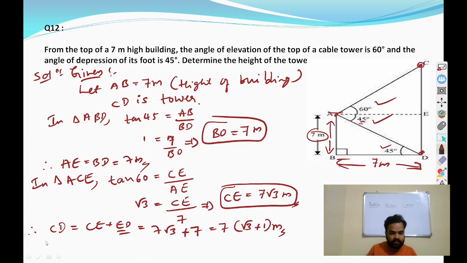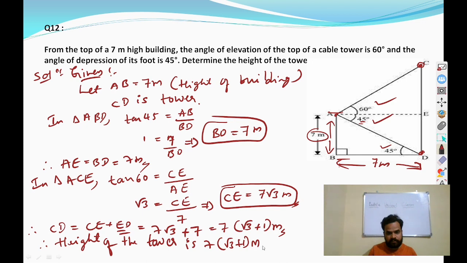So right here, therefore, conclusion, write all of you. Therefore, the height of the tower is 7 into root 3 plus 1 meter. So this is the solution of 12th question. Am I clear with this? Can we go for the next one? Okay.